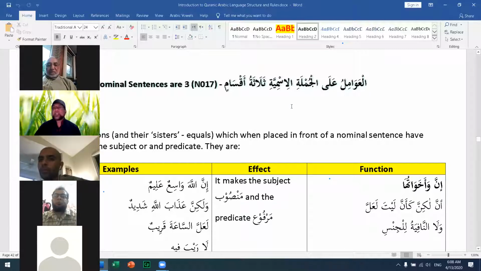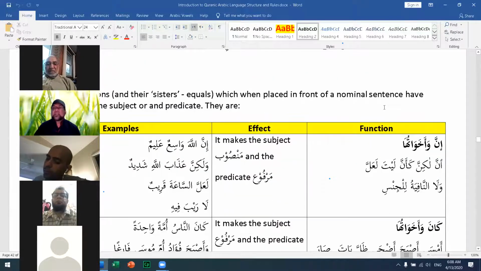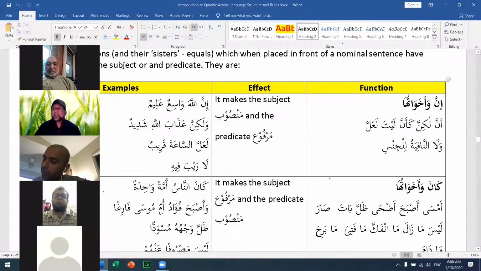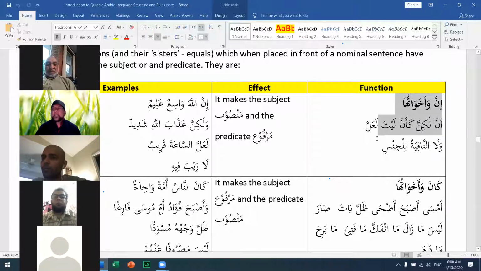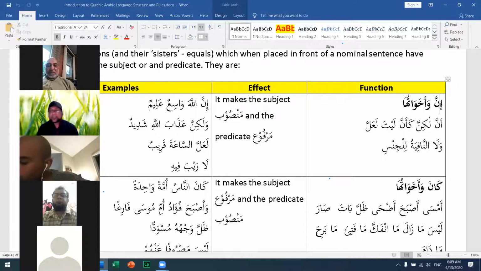Then last week what we did is the first modifier of the jumlatul ismiya, inna wa akhawatuha, inna and her sisters. Inna is harf tawkid. It's a harf for emphasizing the sentence. And what it does, inna wa akhawatuha تنصب المبتدا اسما لها وترفع الخبر خبرا لها.